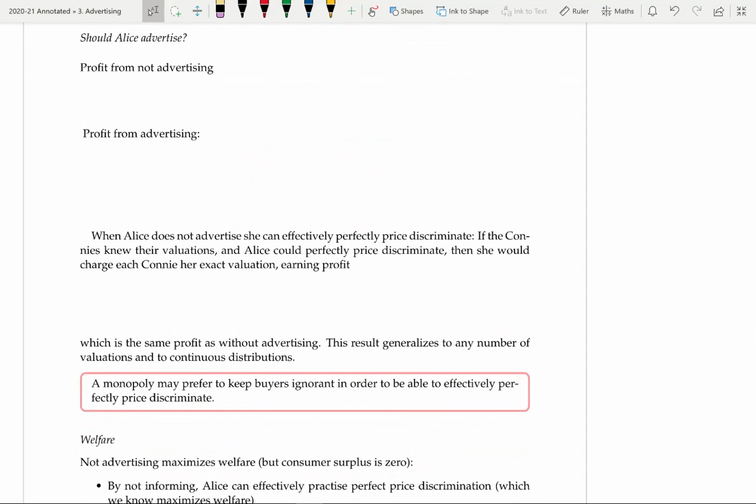So now let's look at the question of whether Alice should advertise. So let's remember the profit from not advertising, pi naught, is equal to V bar. And V bar, remember, was (1 minus lambda) VL plus lambda VH. The profit from advertising was pi 1, which was the maximum of VL and lambda VH. So we need to compare these two expressions to work out which one is largest. So let's look at the bottom expression here. Pi 1 is either equal to VL or lambda VH.